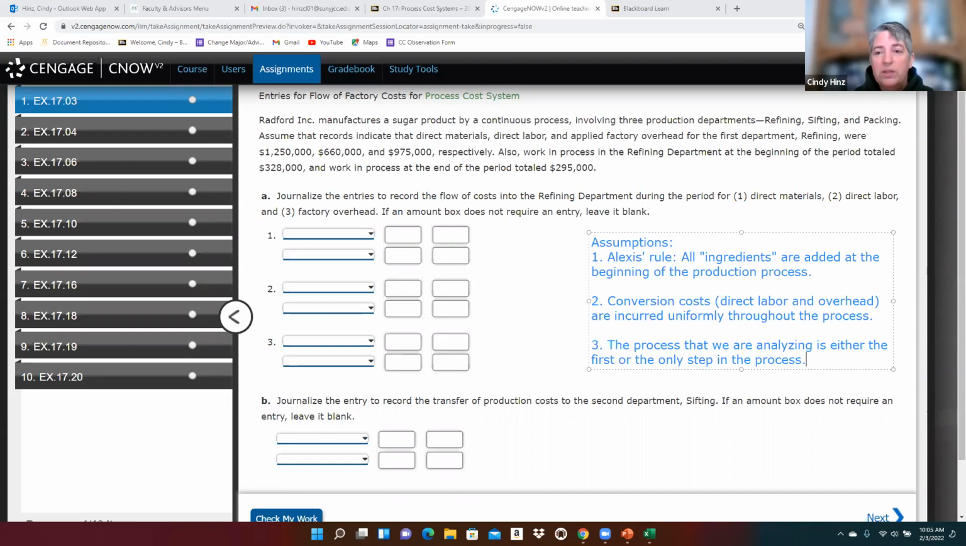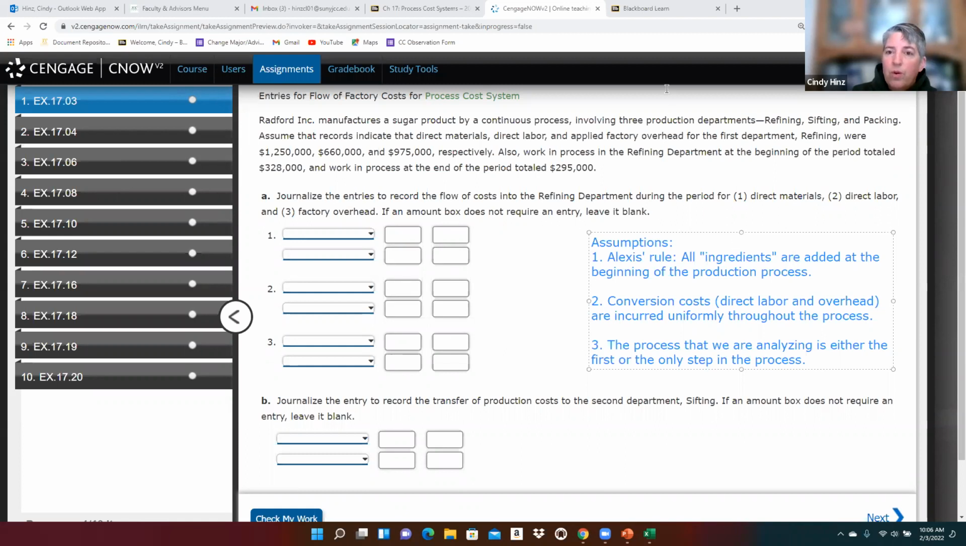So all direct materials are added at the beginning of the process. Conversion costs, the other two product costs, direct labor and overhead, are incurred uniformly throughout the process. And the process that we're looking at, so in this case, the production department, will either be the first or the only step in the process.